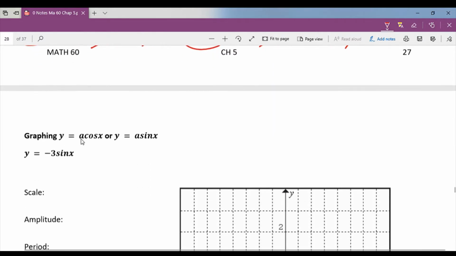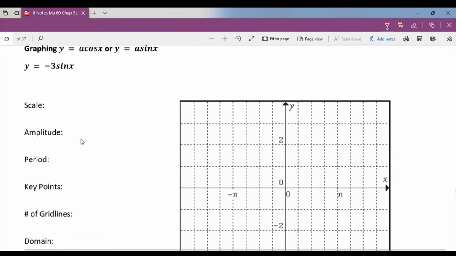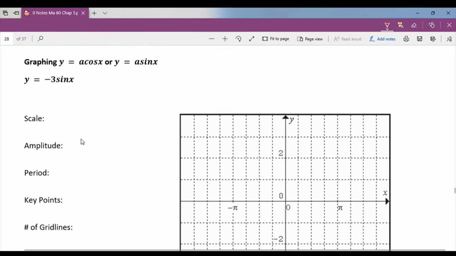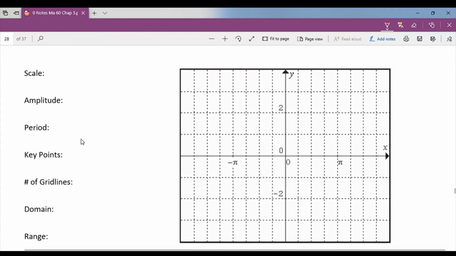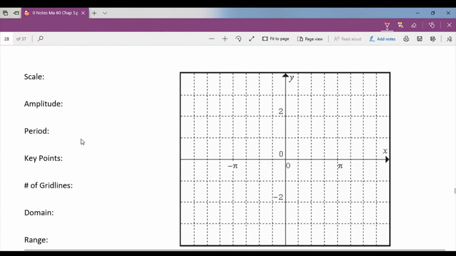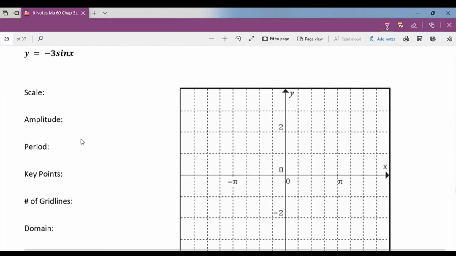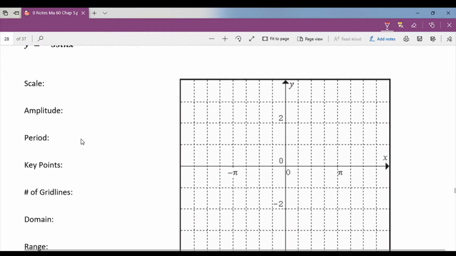Moving on. If we wanted to graph some of these, we're going to graph y equals -3 sine x. Now, I'm going to teach you actually two ways of how to do this, and then you can look to see what makes the most sense to you. What I'm going to start with first is how we would have done it potentially in chapter 1. So we're graphing y equals -3 sine x.